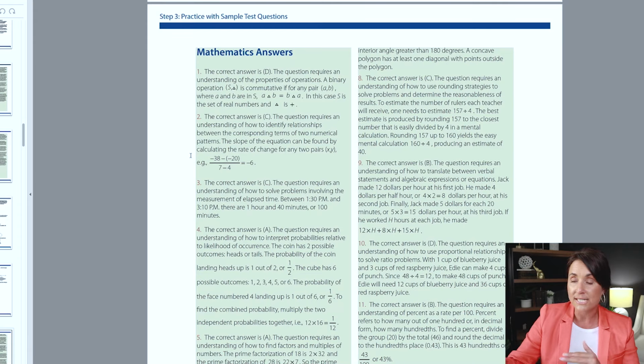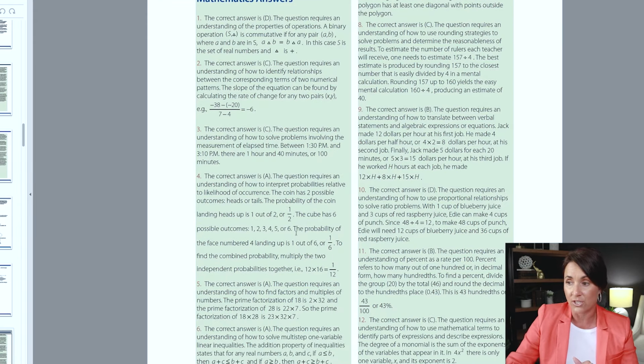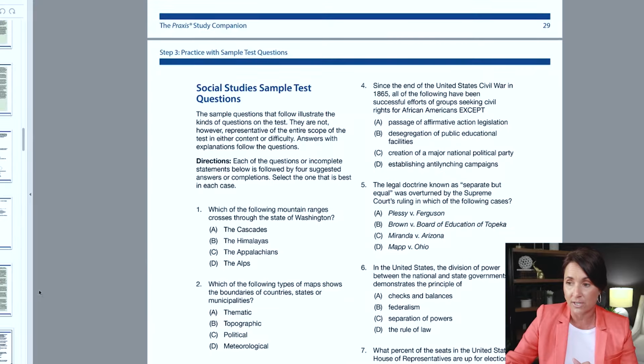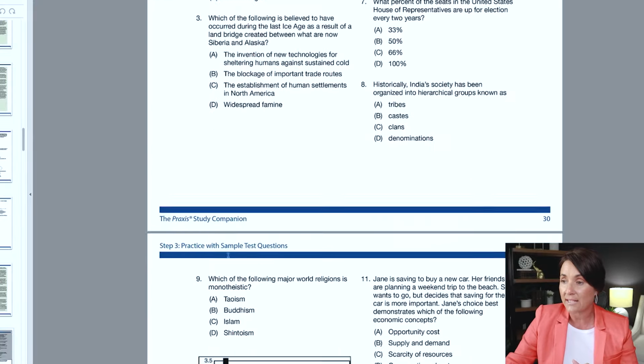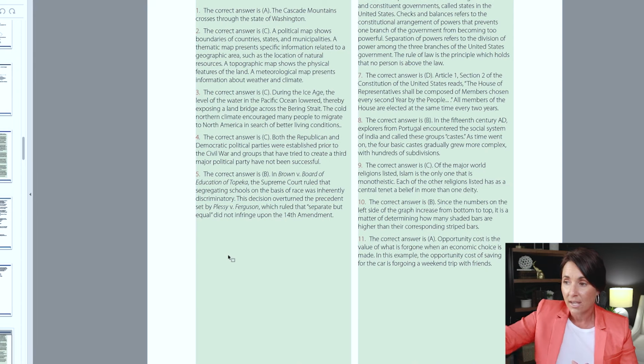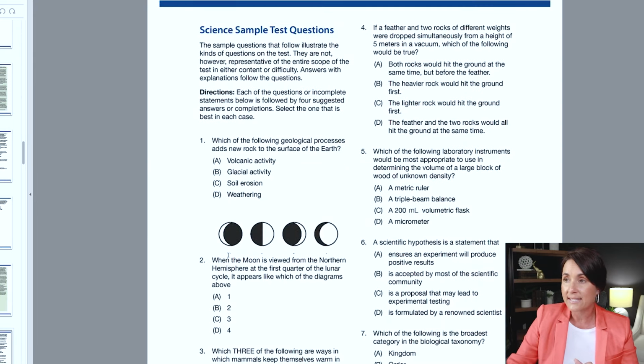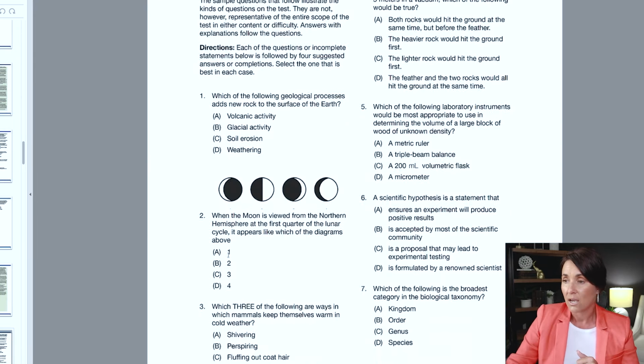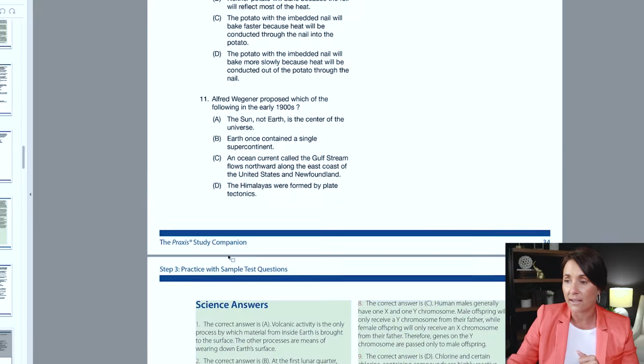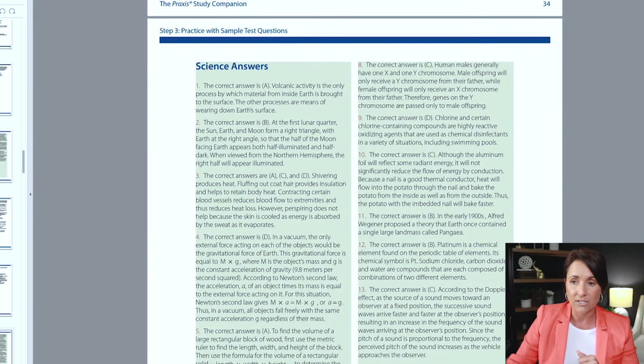And then, of course, look how detailed the answer explanations are here. They really get into it and show you what's going on. I mean, it's pages and pages of answer explanations. Then you've got social science, awesome questions with graphs, answer explanations, and then science, pictures, graphs, really good items here. And then finally, the answer explanations.